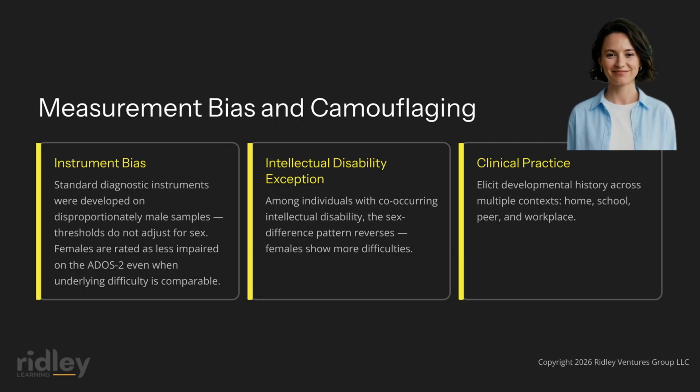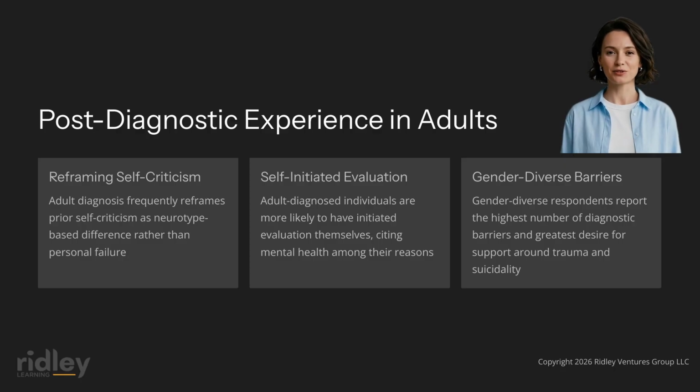Our final topic in this module is the post-diagnostic experience and the support gap that many adults face. Receiving an autism diagnosis in adulthood is frequently described as clarifying and self-compassionate. It reframes prior self-criticism as neurotype-based difference rather than personal failure. Keel and colleagues' 2024 qualitative metasynthesis of 24 studies characterized diagnosis as initiating a shift from a self-critical to a self-compassionate stance and as enabling access to community, language, and supports that had previously been inaccessible.